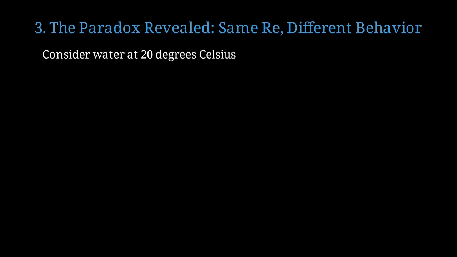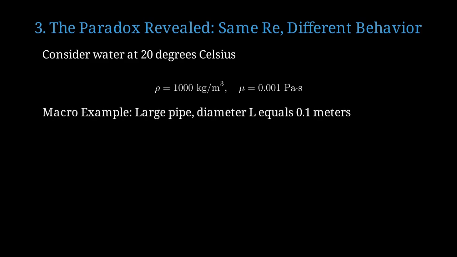Let's consider water at 20 degrees Celsius as our working fluid for concrete examples. Water has a density of 1,000 kilograms per cubic meter and a dynamic viscosity of 0.001 Pascal seconds. For our macro example, imagine a large pipe with diameter of 0.1 meters or 10 centimeters at a velocity of just 0.023 meters per second, which is extremely slow. The Reynolds number equals 1,000 times 0.023 times 0.1 divided by 0.001, which gives us exactly 2,300. This puts us right at the edge where turbulence begins to appear at the macro scale.